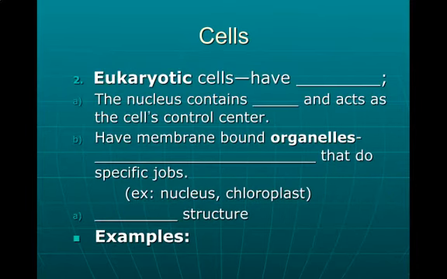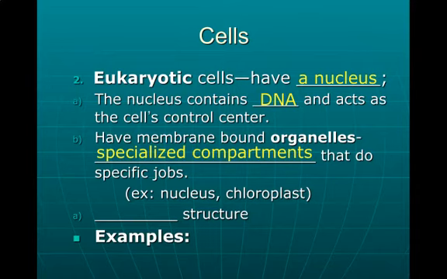The other kind of cells that we have are eukaryotic cells. Eukaryotic cells have a nucleus, and that nucleus contains the DNA and acts as the cell's control center. It's kind of like the main computer system. These eukaryotic cells, in addition to having a nucleus, will have membrane-bound organelles, which are specialized compartments that do specific jobs. This is what we've been talking about all week. These are the things like the nucleus, the chloroplast, etc.